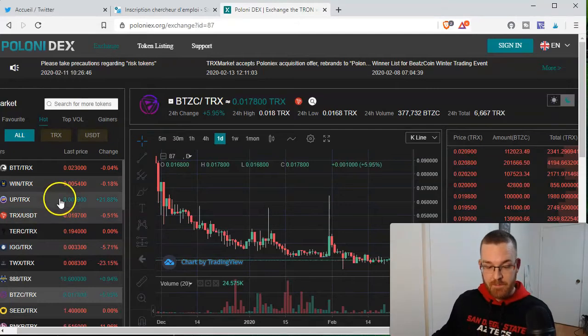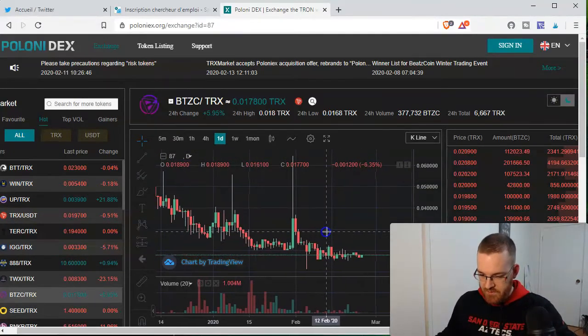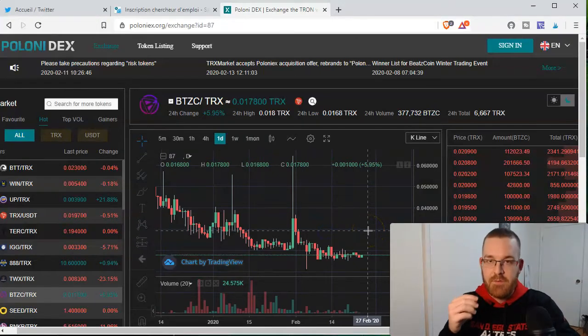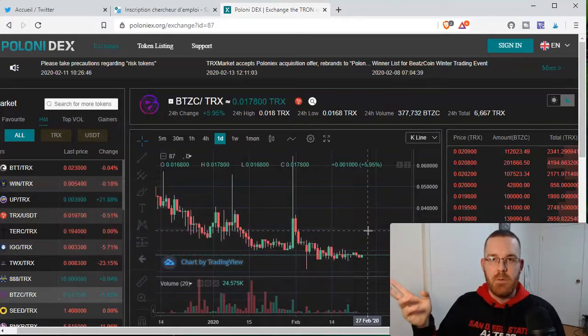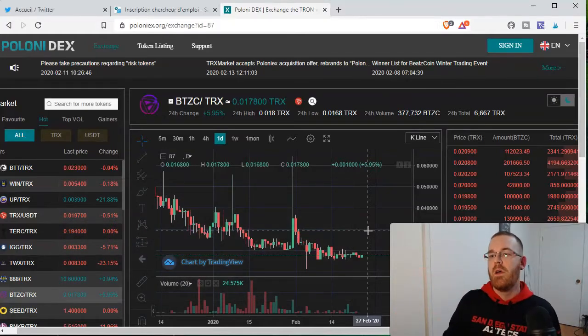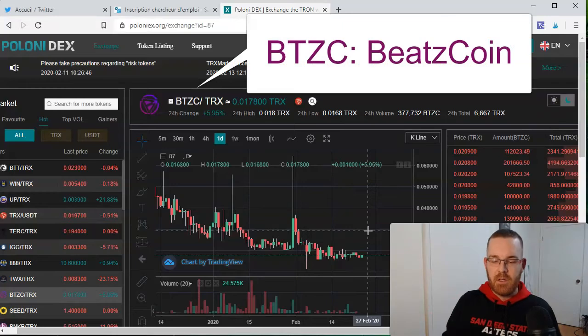BeatzCoin is one of them. So let's have a look here at the chart for BeatzCoin. BeatzCoin derives from the actual utility token for the Vibravid platform, which is a content sharing platform. It's kind of similar to YouTube for those that are not familiar with Vibravid.io. You can get rewarded with BeatzCoin for your content, be it music or even video. So that's something you can look at.